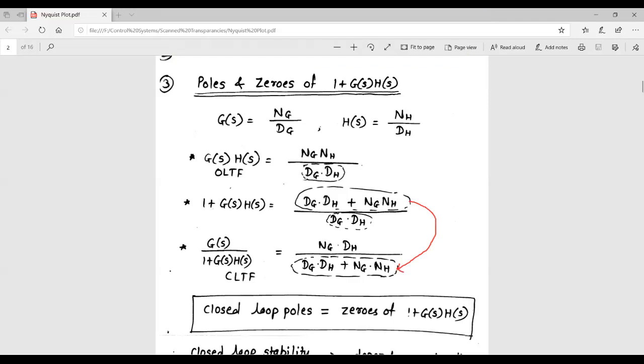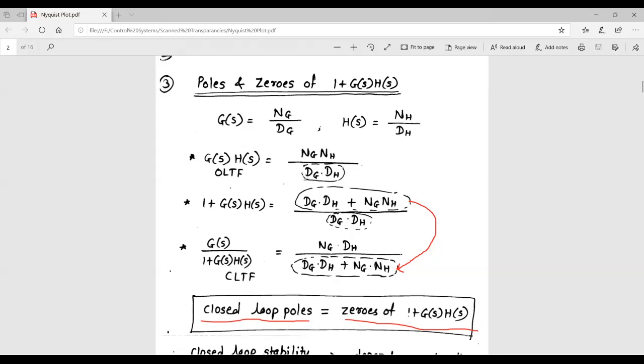So when we are trying to analyze closed loop stability of the system, we can analyze the location of closed loop poles, or we can analyze the zeros of 1 plus G of S H of S. I have marked it here: closed loop poles are nothing but zeros of 1 plus G of S H of S. I'm repeating, please don't call this equation the characteristic equation unless we equate it with 0.